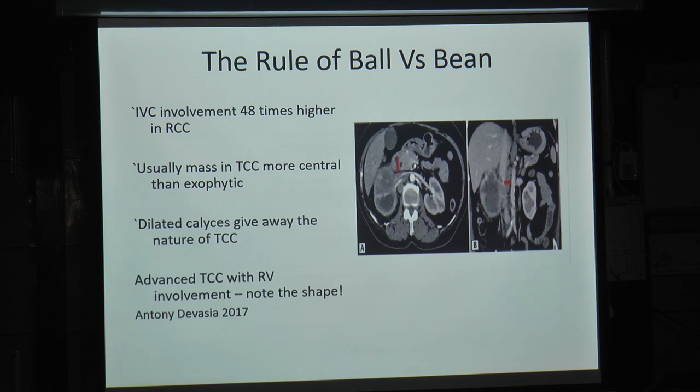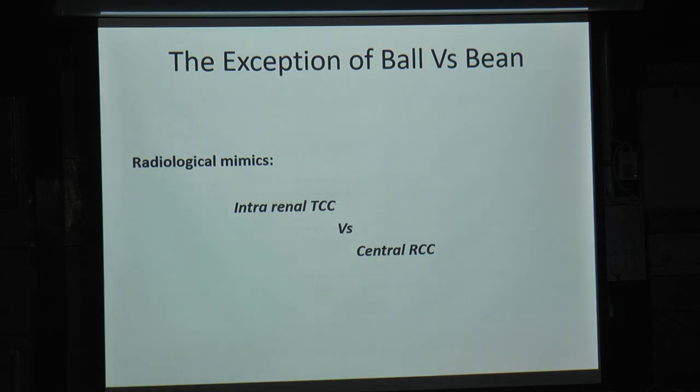This is another picture from Anthony. This is the same paper. They have published a case series of very aggressive TCCs involving the vessels, which is rare, that's why they published. If you look at the dilated calyces, sometimes they give the clue. Not always is it possible to make a very clear-cut diagnosis, but look for dilated calyces, and always look at the pelvis and ureter. If the tumor is homogeneous, then it's TCC. Now, what are the radiology mimics? The intrarenal TCC, this is a new term, intrarenal TCC and the central RCC.